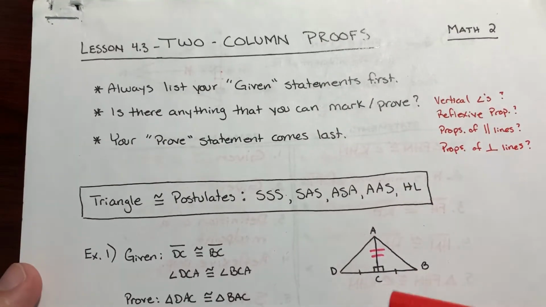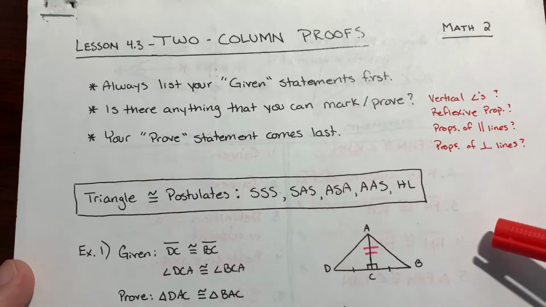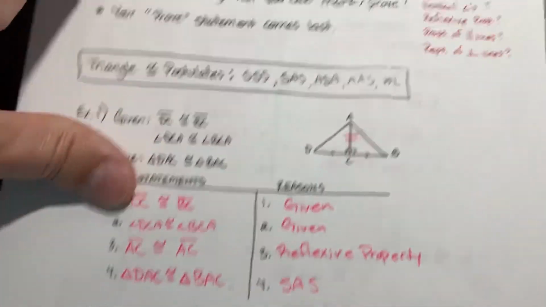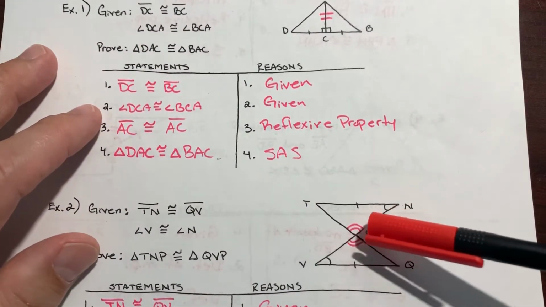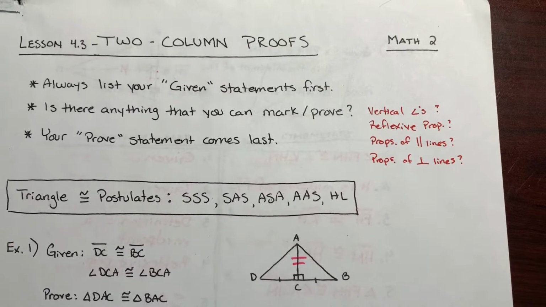Maybe I can mark that middle line congruent to itself by the reflexive property, or maybe there's a pair of angles that are congruent based on the vertical angles. Well, all vertical angles are congruent to each other. Maybe there's some parallel lines and you have to think about the properties of that, where alternate interior angles are congruent. That goes back to lesson 4.1, I believe.